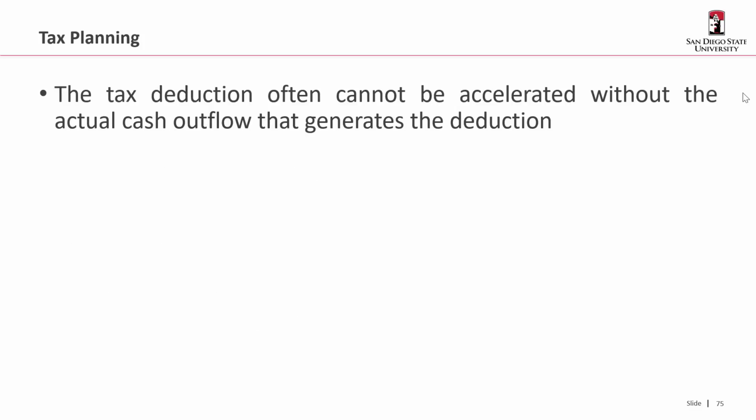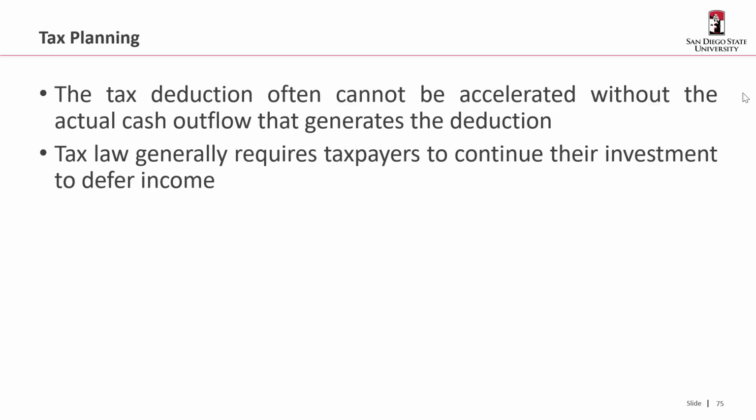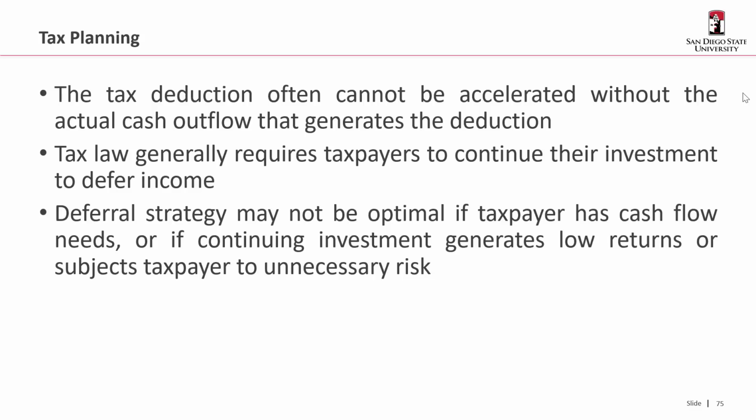Okay. So one of the limitations of timing of tax deductions is, of course, you generally cannot accelerate it without the actual cash outflow. So in most instances, you cannot take a deduction until you actually pay it. To defer income, you generally are unable to, for example, sell a property or asset that you are holding. So if you wanted to sell it now and capture the economic gain, but perhaps defer the tax gain, that's generally very difficult to do. So deferral strategies may not be optimal.